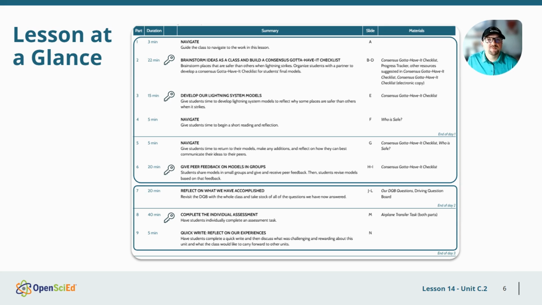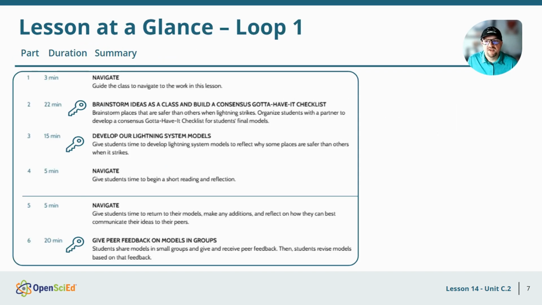The first loop covers parts 1 through 6, where the kids brainstorm, build a class consensus checklist, develop individual models, read about safety, and engage in peer feedback. The second loop takes place in parts 7 through 9, where we shift to reflecting on our accomplishments and completing the individual transfer task. In the first sense-making loop, the kids are building a consensus gotta-have checklist, developing individual models, and exchanging peer feedback to revise their work.